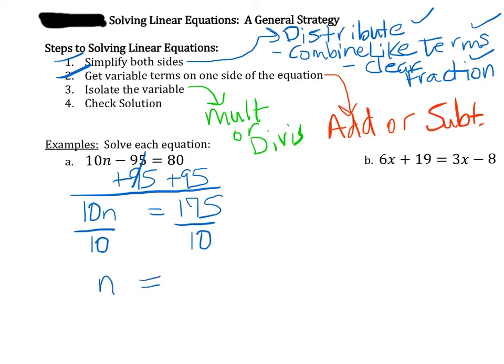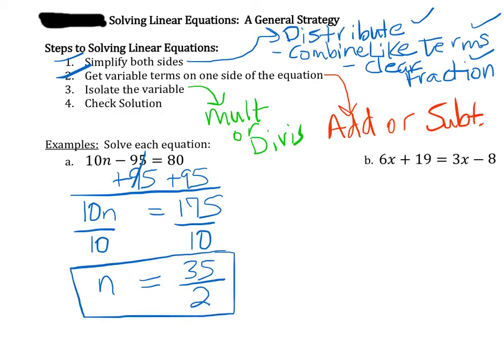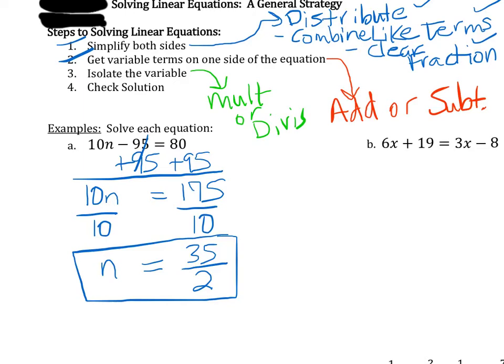So I get n equals 175 over 10. Now, if you look at 175 over 10, they have a common factor of 5. I think 35 times 5 is that same 175. So if I divide 175 by 5, I get 35, and if I divide 10 by 5, I get 2. And so this is my answer in simplified form. I could go back, substitute into my original equation, and make sure that I get the same answer. I don't have enough space here, but if you substitute the 35 over 2 for n, you will see that that is your solution.